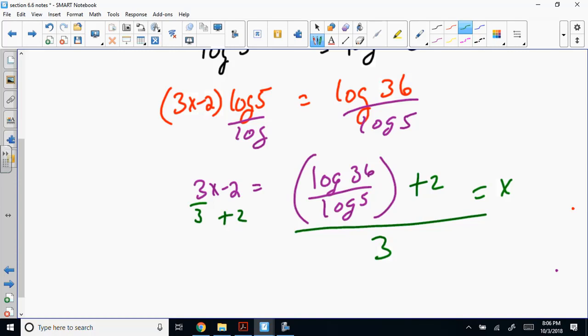So, ladies and gentlemen, give me the answer to 3 decimal places. 1.4 what? 1.409. All right, y'all agree? Did you put the whole thing in and get it right?